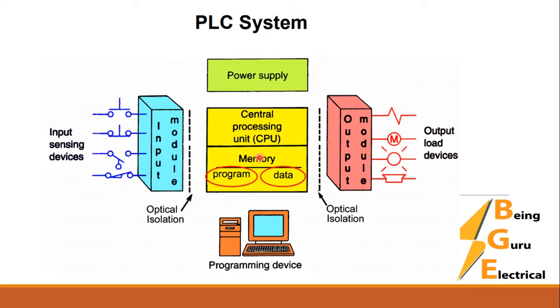This is the programming device. We make a program in the software on the programming device and then download the program into the PLC. So this is the program memory where our PLC program is stored. Now the data memory is the one in which we have the status of the timers, counters, input image, output image, etc. So this is about the PLC system.